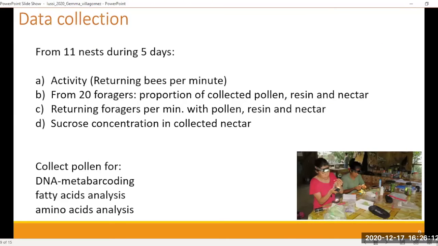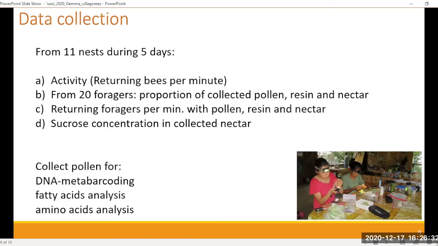During 5 different days, I recorded the activity of the bees, to get the returning bees per minute. Then I collected 20 returning foragers and counted how many of these had pollen, resin, and nectar. With these numbers, I then calculated the returning foragers per minute for each of these resources.